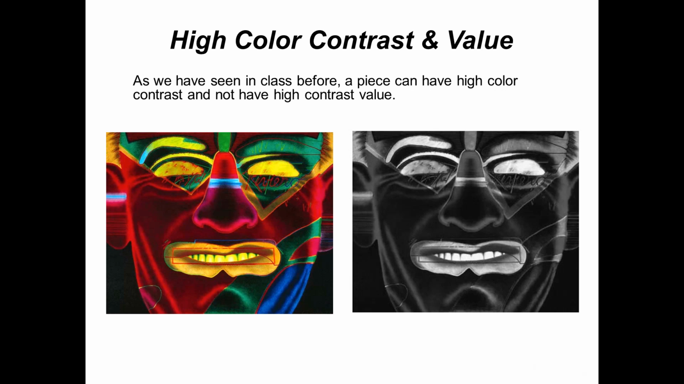Here's an example we've seen before. Again, if you've watched my video on value, you've seen this. And this is actually a key. This is not a high contrast value. And you can see when this piece has the color stripped out, how much of the very dark values actually exist in the overall piece. But he is using high contrast colors. So this is how he's getting all this marvelous movement.